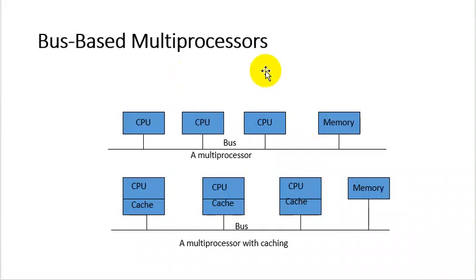So this is a bus-based multiprocessor. Now let's see how multiple processors communicate using a shared bus. In this architecture, all CPUs are connected to a single memory through a communication bus. Think of the bus as a common highway. Whenever any processor wants to read or write data, it uses this highway.